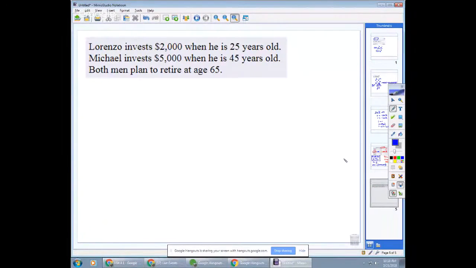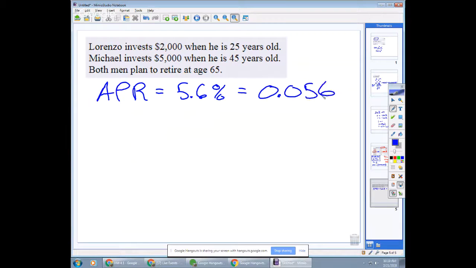All right. So our APR here is 5.6%. As a decimal, that's 0.056. 5% is 100, so the 5 has to be in the 100th spot. Our APR, we're compounding annually. That's important.